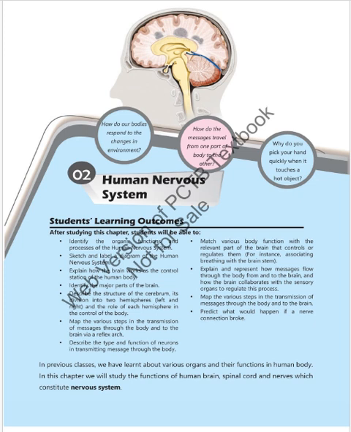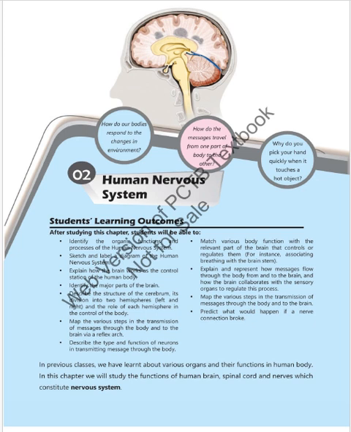Today we are going to learn about chapter 2 on the human nervous system from the science book, class 8. There are three major themes in this chapter. Number 1 is how do our bodies respond to the changes in the environment. Number 2 is how do the messages travel from one part of the body to the other. And number 3, why do you pick your hand quickly when it touches a hard object?